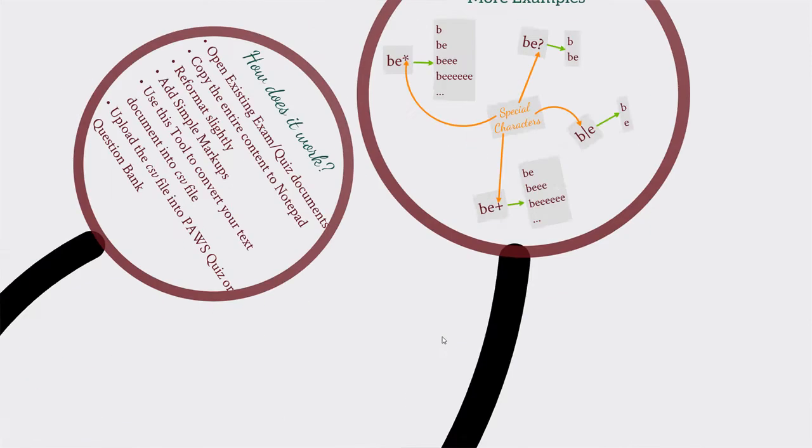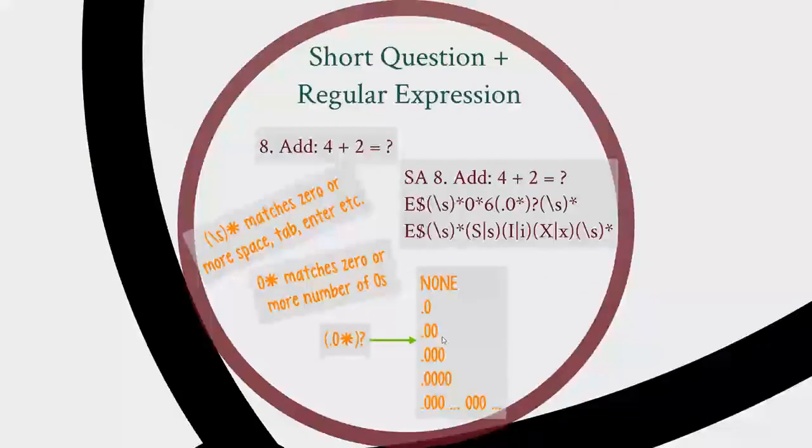Okay? Let me show you another real example. Let's say you have a very simple question. Add 4 plus 2. The right answer is 6. Now think about our students, how many different ways they can write 6. They can write 6, they can write 06, they can write 1006, they can write 10006, they can write 6.0, they can write 6.100, they can put a space and 0 and 6, and they can put a 6 and enter. So it's basically infinite choices, right? How to cover it? Just one single expression, and that's it.